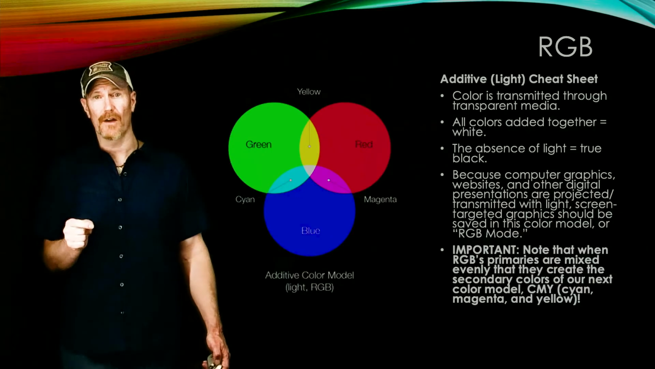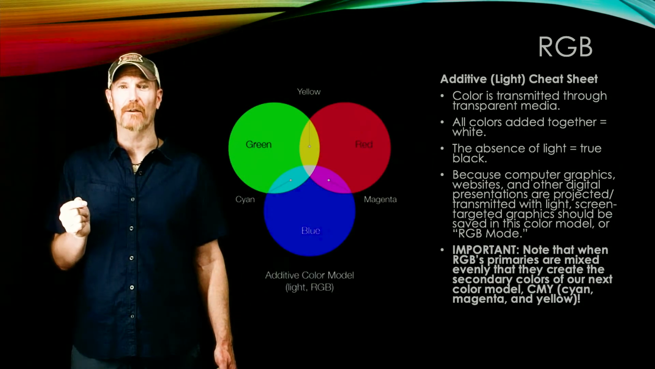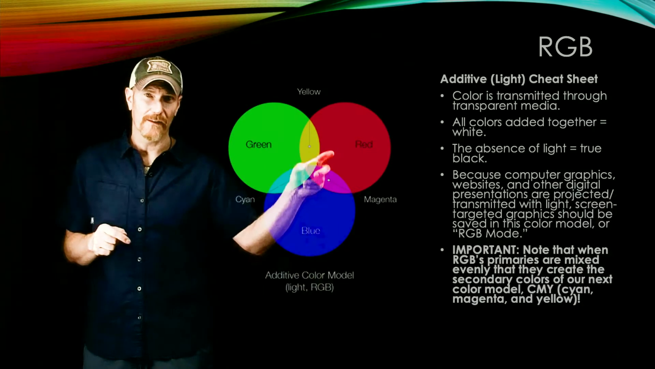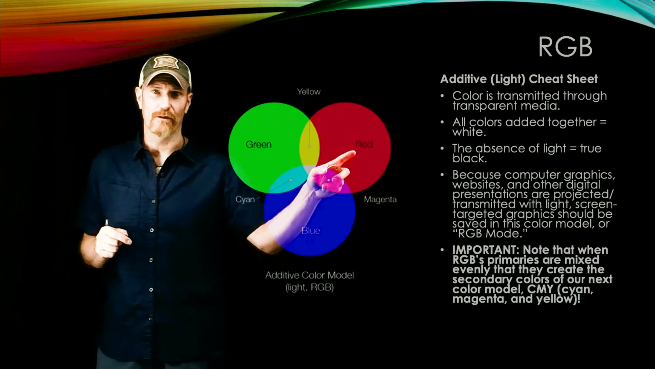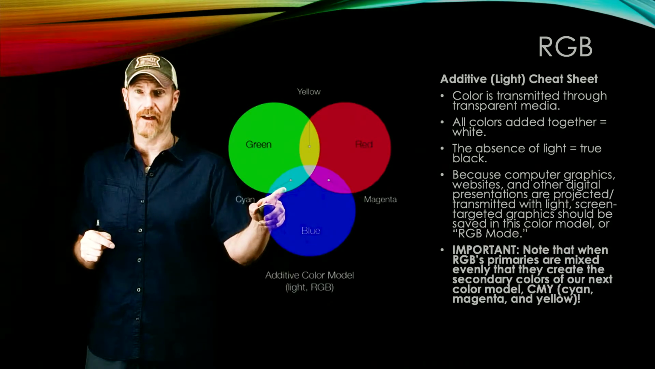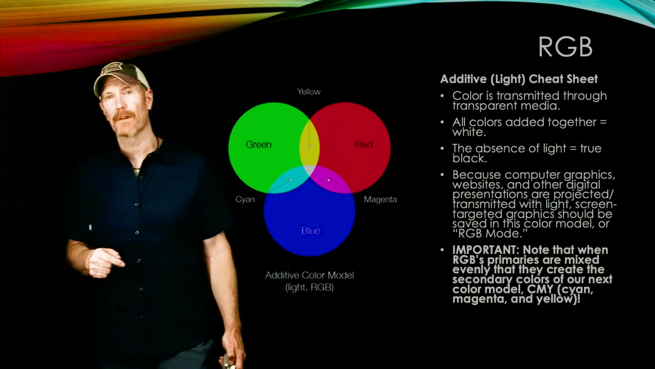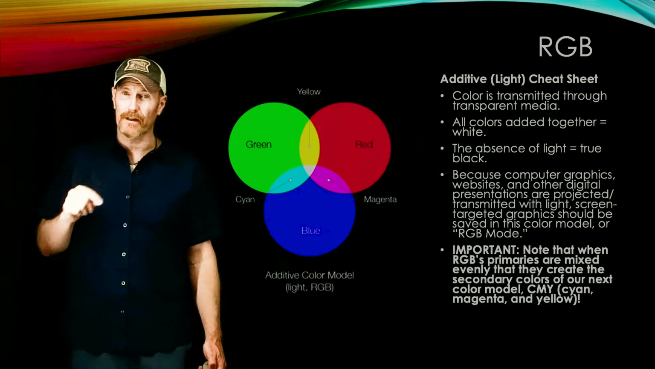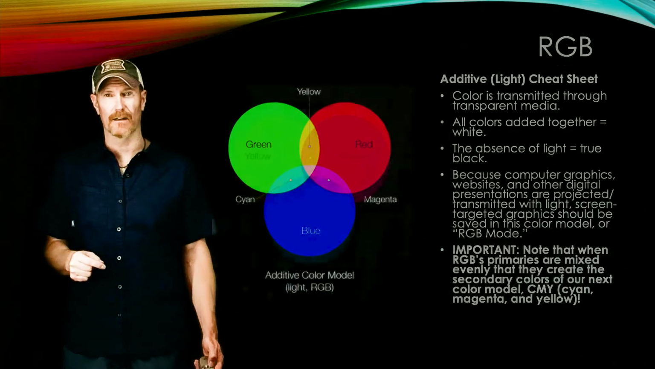But it's important to note that when the RGB primaries are mixed evenly, they create the secondary colors. So in the overlap of red and green, you see the yellow, right? And then in the overlap of red and blue, you see the magenta, right? So now you're starting to see it. And then cyan, magenta, yellow, and then the black in the back. When we go into mixing watercolors, we'll be using that style of cyan, magenta, and yellow to create the colors.